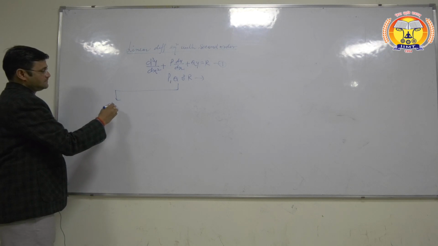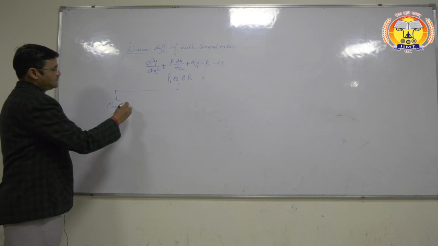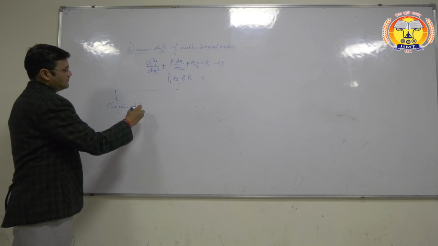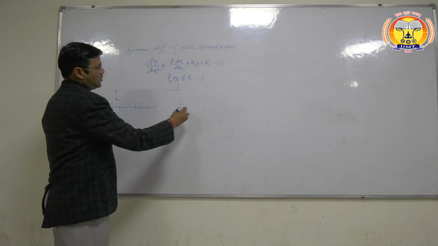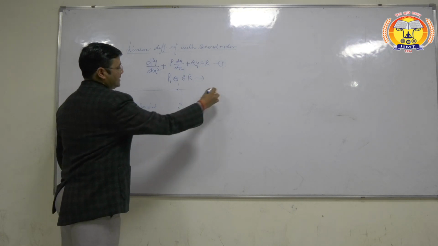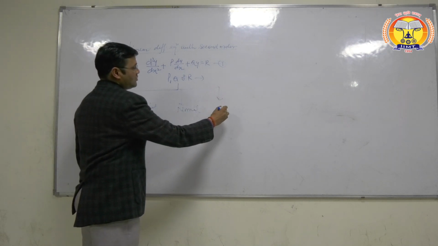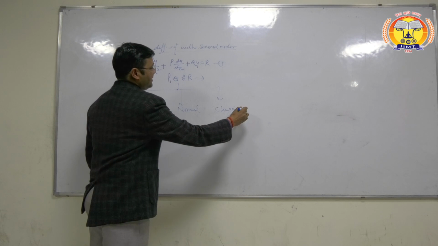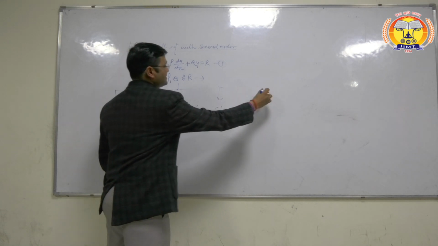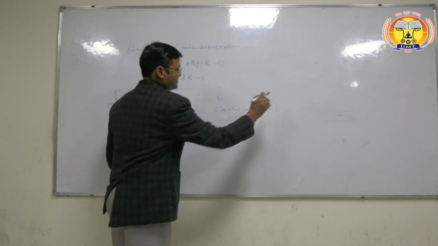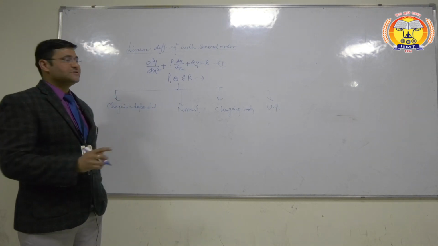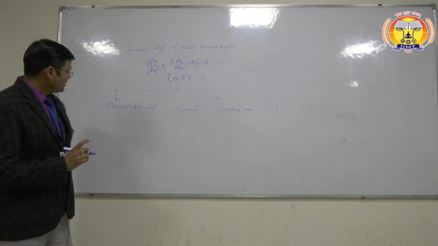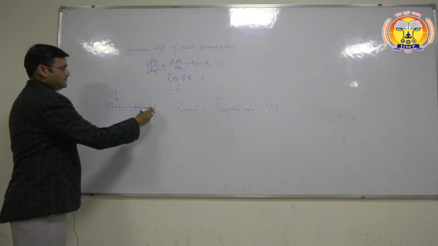First is changing of dependent variable, second is the normal form, third is changing of independent variable, and last is variation of parameters. So these are the four parts used to solve the linear differential equation of second order. Now we go to changing of dependent variable.